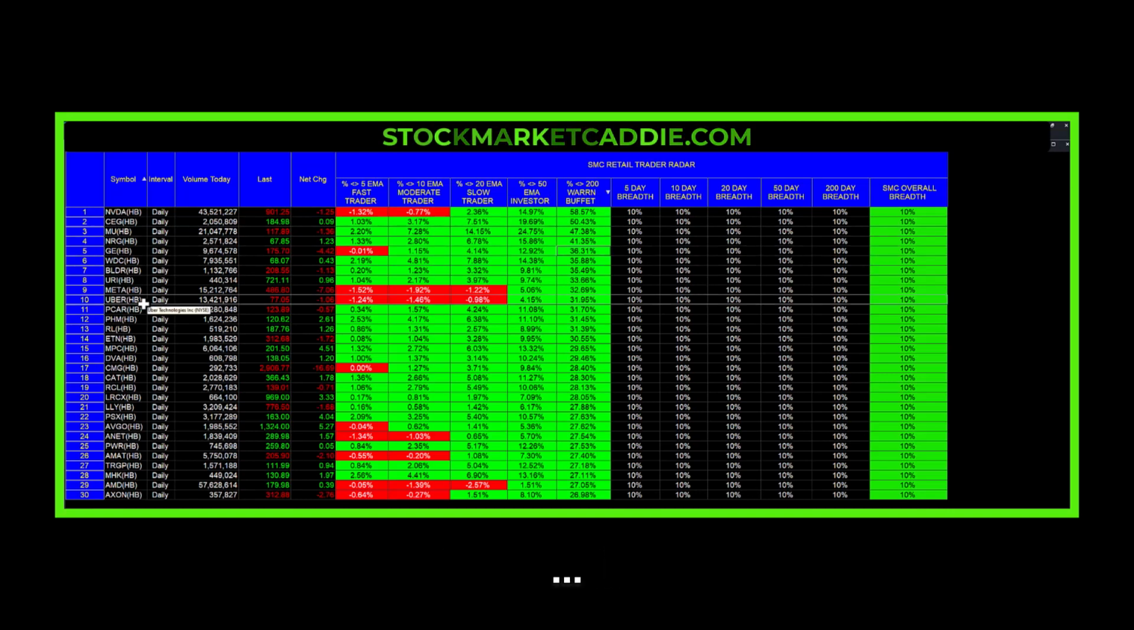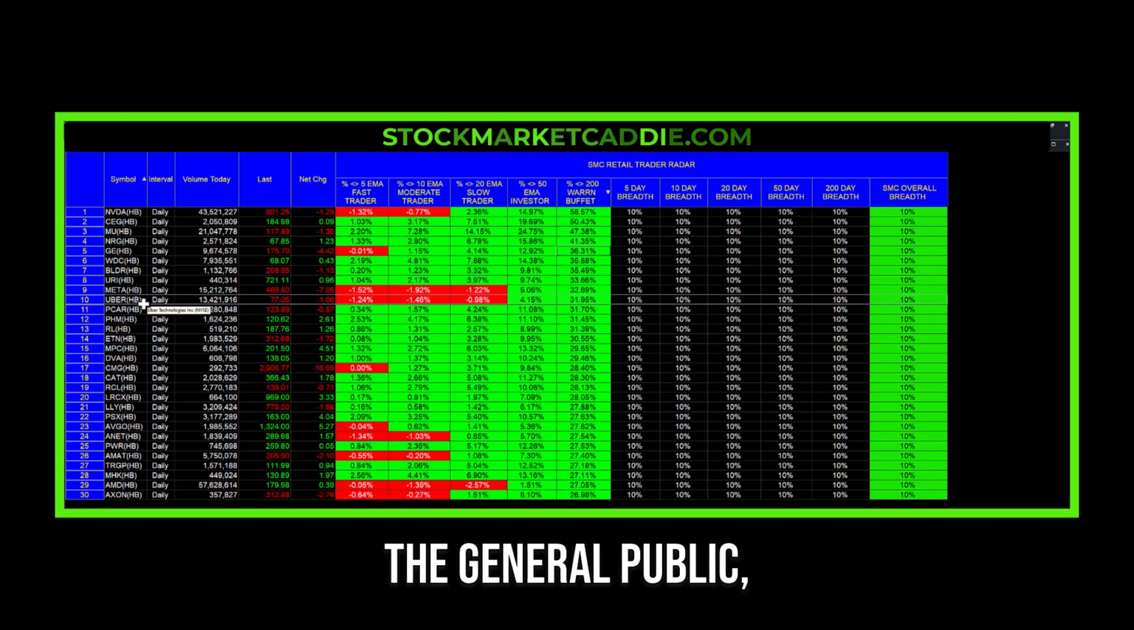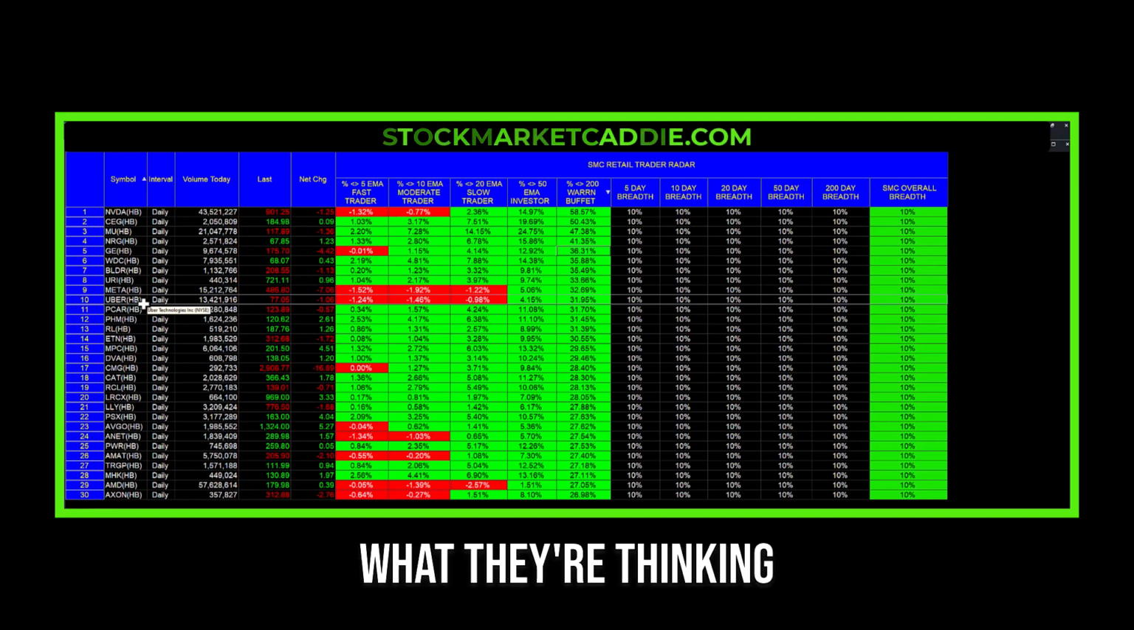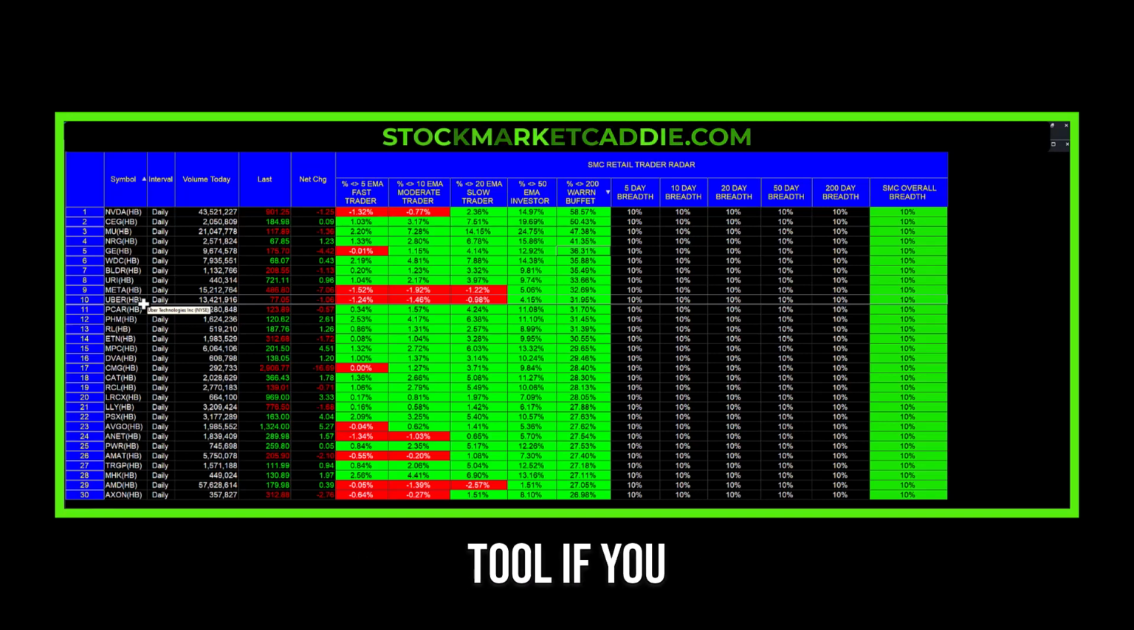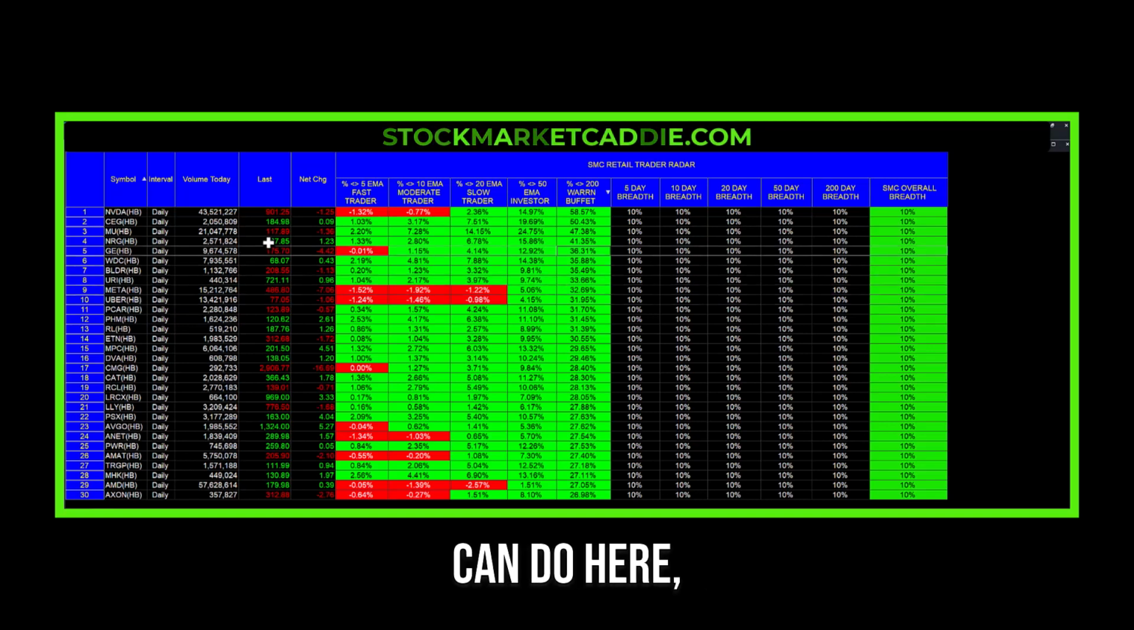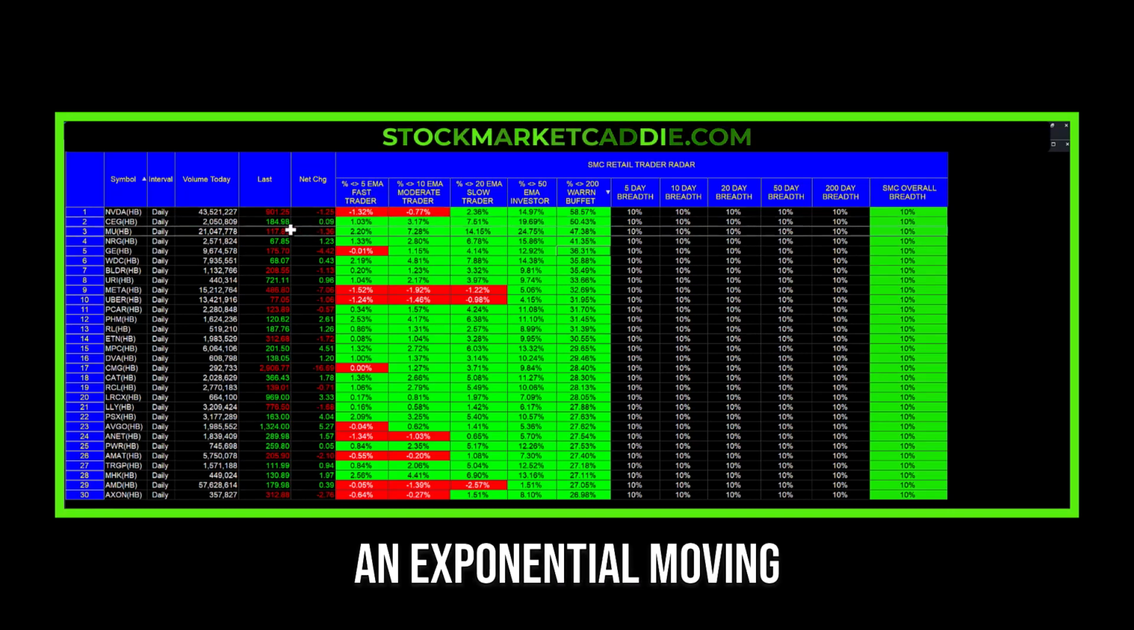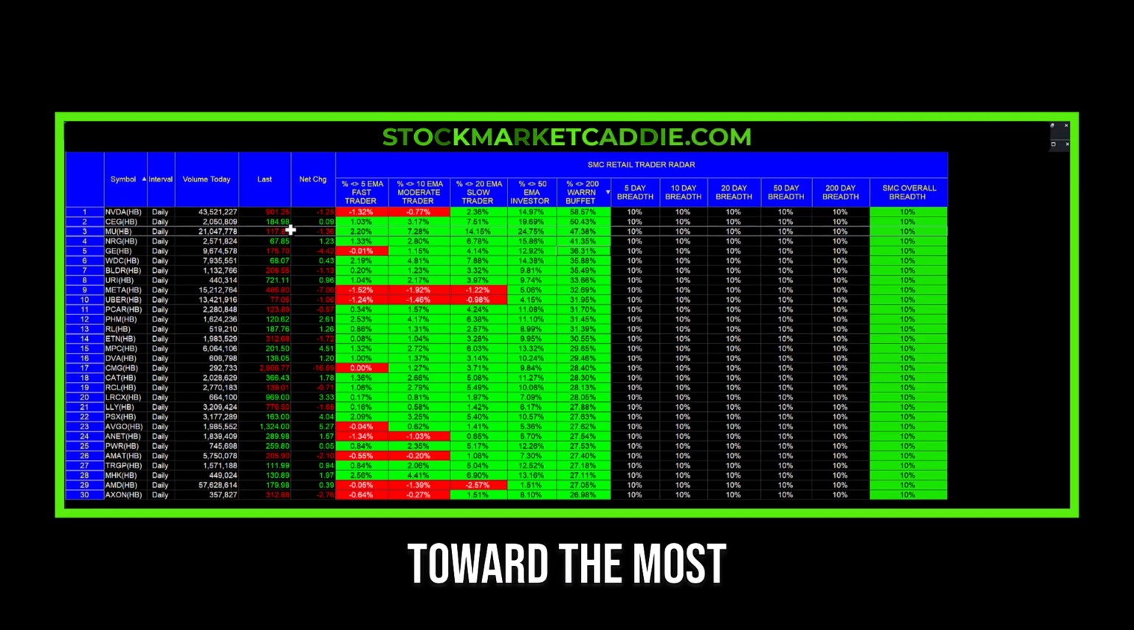Now, as a general approach, at Stock Market Caddy, we don't put a whole lot of credence on moving averages. However, we do know that the retail trader out there, the general public, does. And we do want to keep an eye on what they're doing, what they're thinking, and how they're behaving. And this particular tool, if you stay with us, is going to be very, very interesting to you, we hope. By the way, we use the EMA because it is an exponential moving average, weighted toward the most recent data as opposed to a simple moving average. So we get a little bit of an edge, little bit.